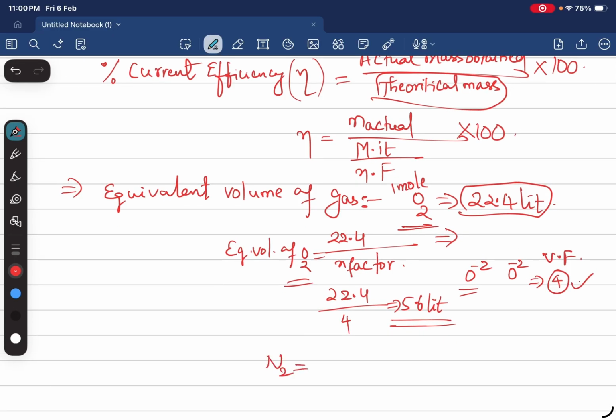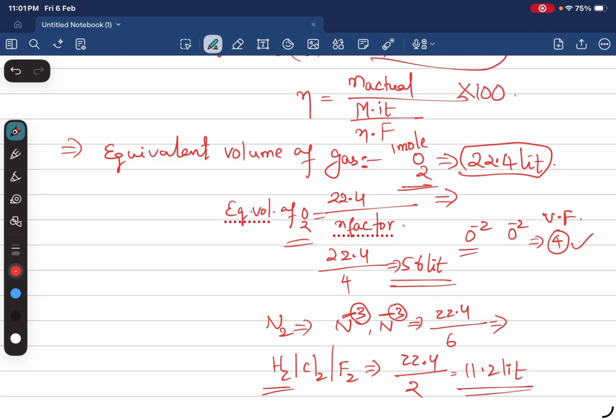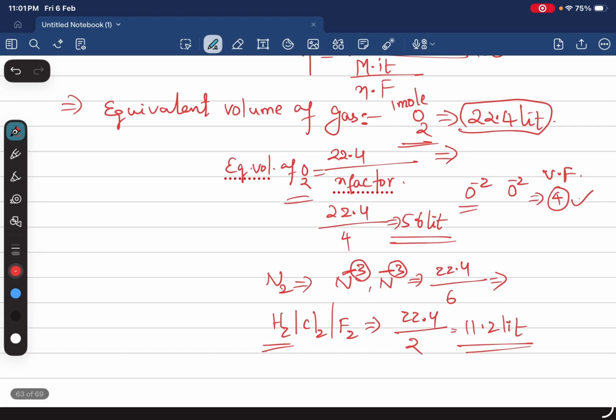Suppose you take N2 gas, what can be written? The charge of each non-metal ion is minus 3, so you write 22.4 liters by 6. You just have to add the powers without sign. This is the trick, there is no strict logic, it is just to simplify the question. For H2, Cl2 or F2, you take 22.4 by 2, because H2 means H plus 1 and H plus 1, like that. That's how we can find the equivalent volume of gases. So this is overall the equivalent volume and the formula of Faraday's first law.